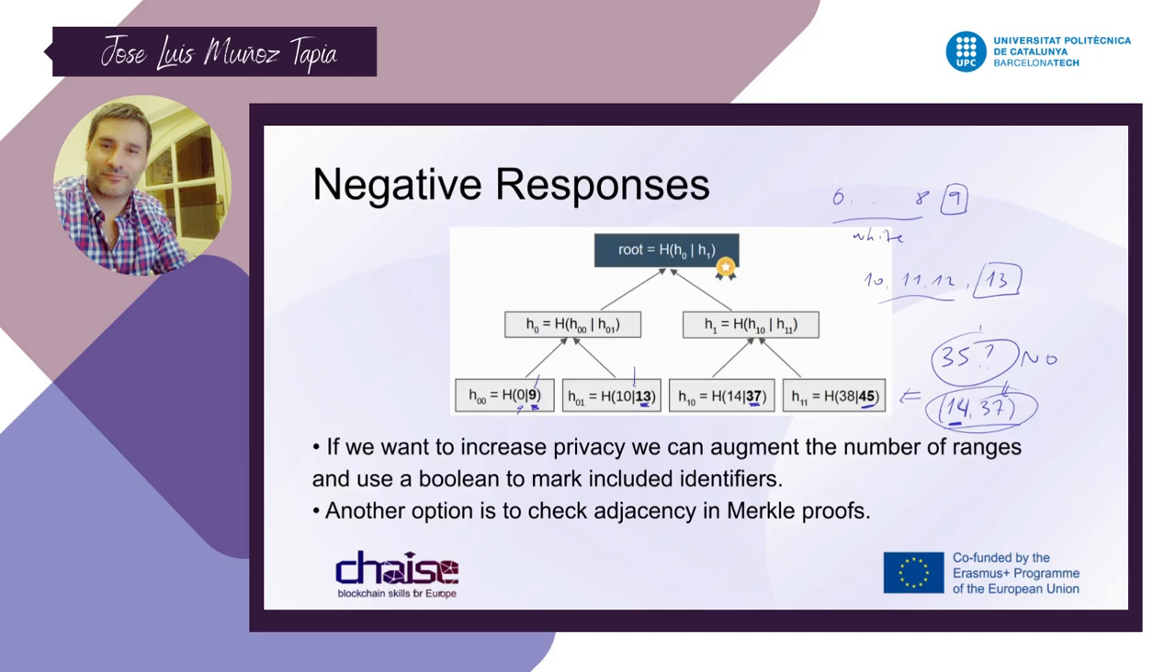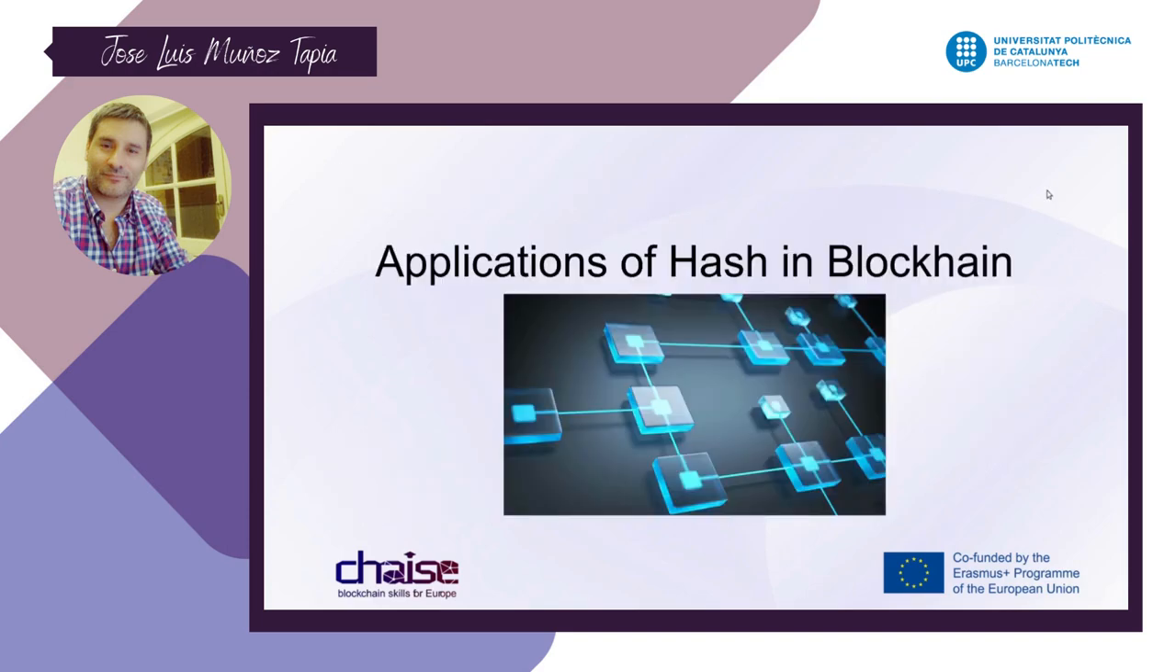So the repository will provide me these two values. I hash them and obtain H10, and then the repository will provide me H11, so I can compute H1. Then the repository provides me H0, so I can compute the root. The repository also provides me the digitally signed root, and I check that they match. And then I am effectively checking that 35 is not revoked. So this is one application.